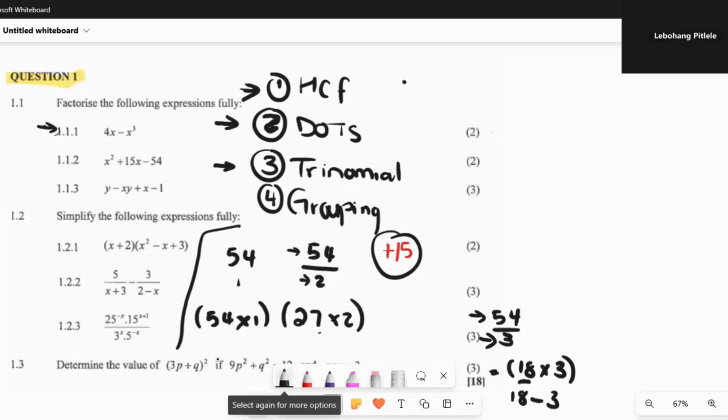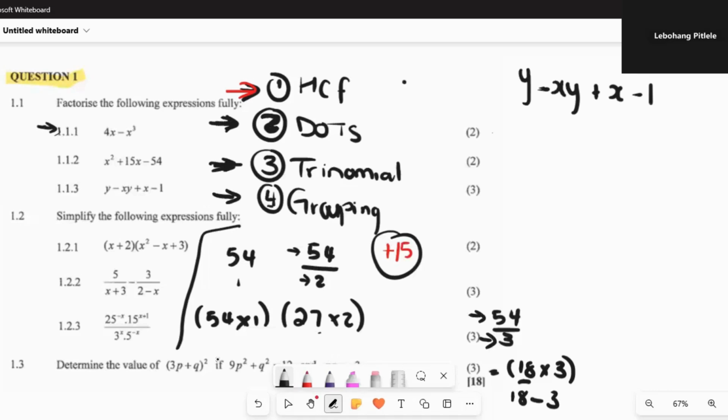In this case, we are given y minus xy plus x minus 1. Again, in this case, we're going to those steps again. Do we have any highest common factors in this case? No, we don't have any highest common factors in that case, right? Is it a dot? Nope, it's not a dot because a dot wants 2 terms. It's not a trinomial because a trinomial wants 3 terms. It is grouping. Why? Because it has 4 terms.